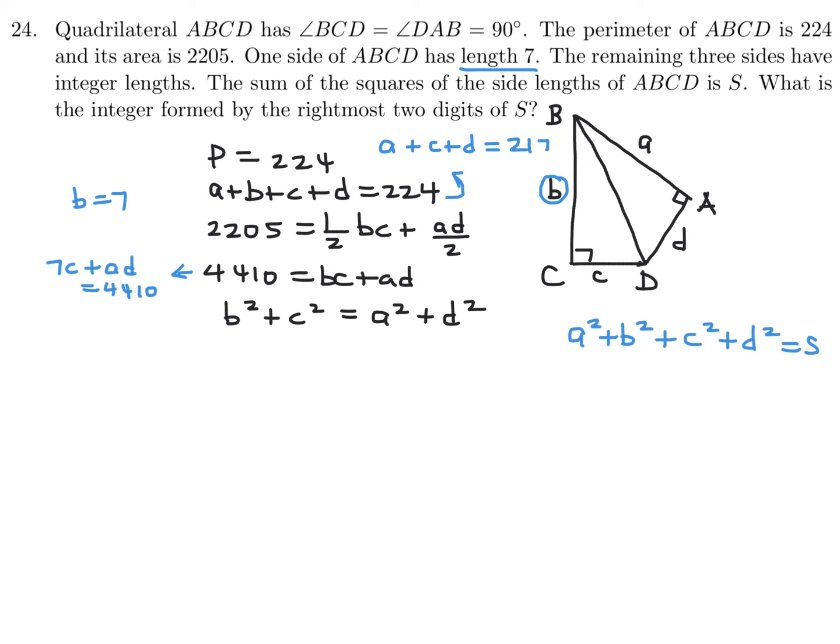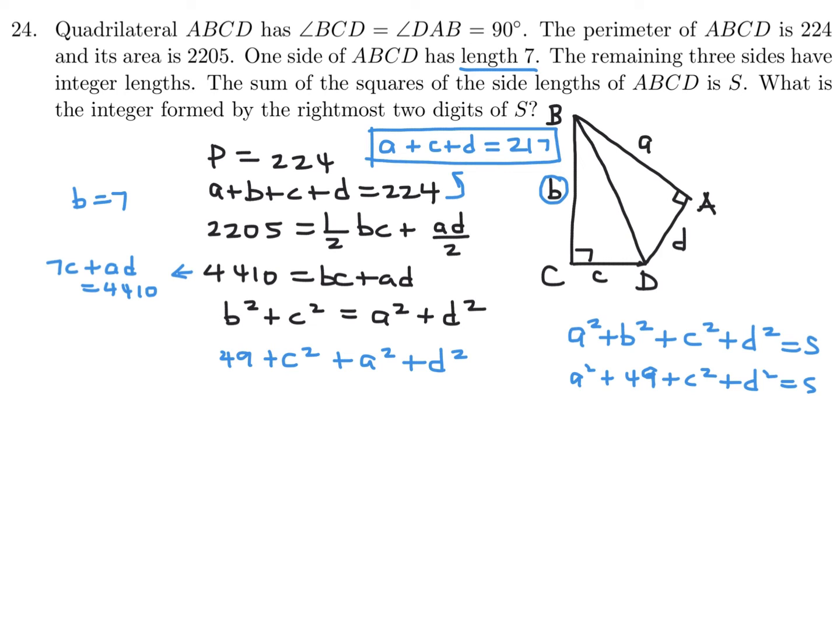Anything else? Over here I can put a squared plus 7 squared plus c squared plus d squared is s. And I think I'm pretty much done. Oh, and then over here, I can put 49 plus c squared plus a squared plus d squared. All right. Let me just circle.